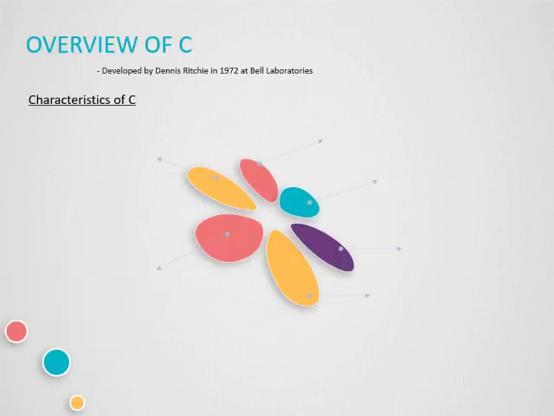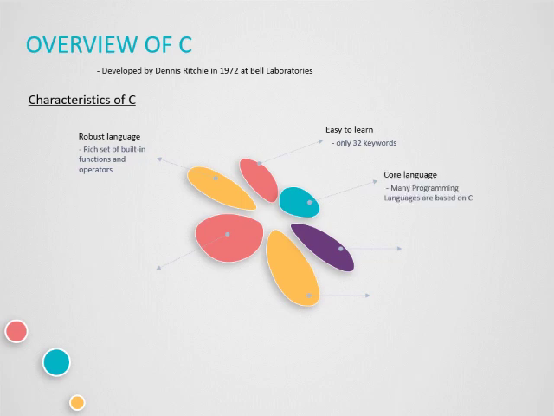Overview of C. C is a programming language developed by Dennis Ritchie in 1972 at Bell Laboratories. The various characteristics of C are: C is a robust language. That means it contains many built-in functions and operators. C is very easy to learn. It contains only 32 keywords. And C is a core language based on which many programming languages like C++, Perl, Java are created.